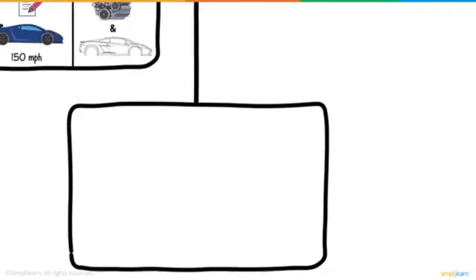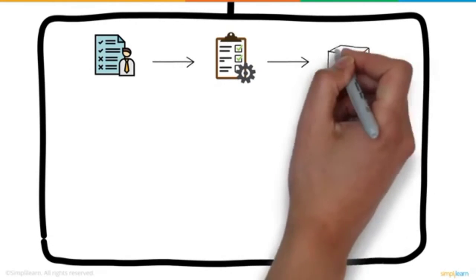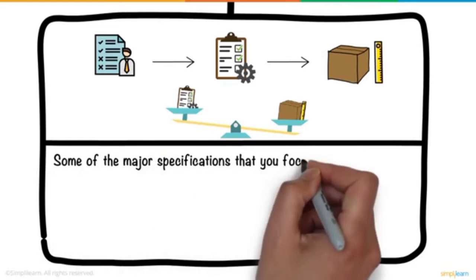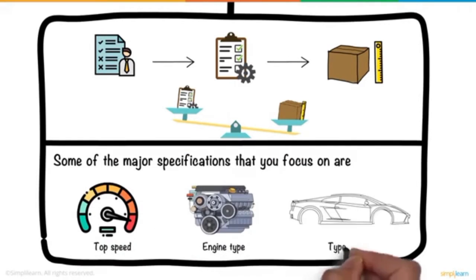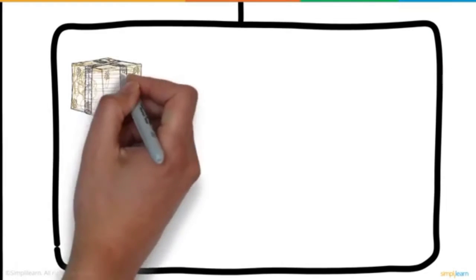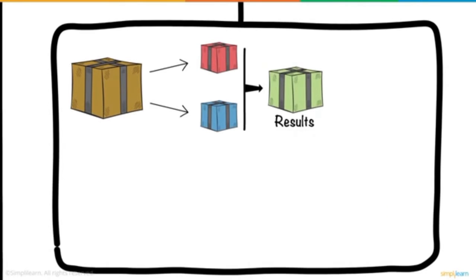Then, in the measure phase, you use the customer's requirements to create a specification. This specification helps define the product in a measurable method, so that data can be collected and compared with specific requirements. Some of the major specifications that you focus on are the top speed, engine type, and type of frame. In the analyze phase, you analyze the product to determine whether there are better ways to achieve the desired results.